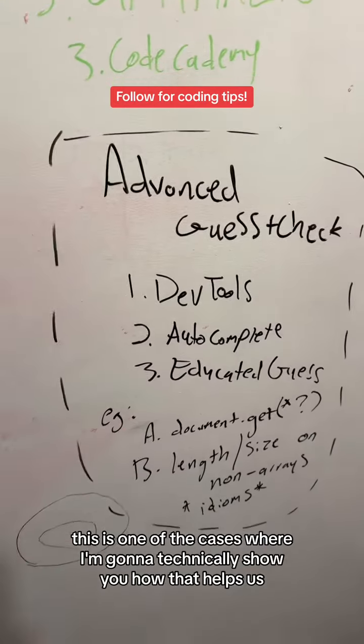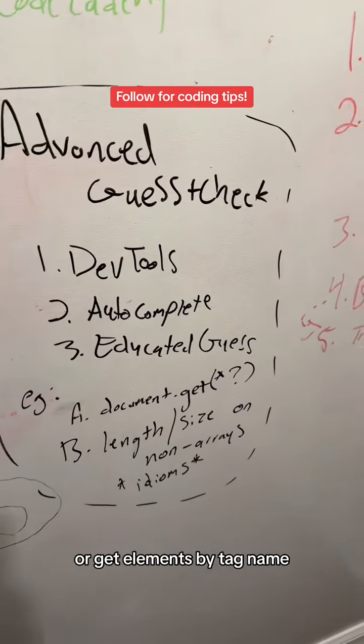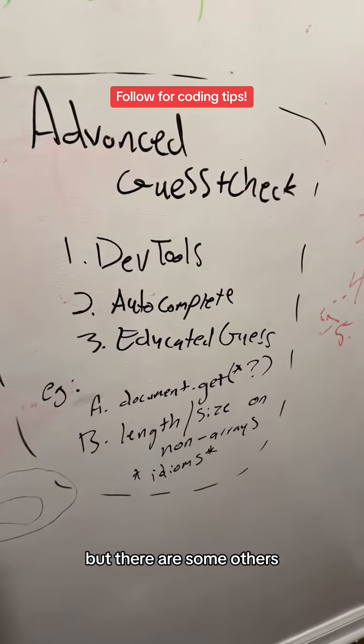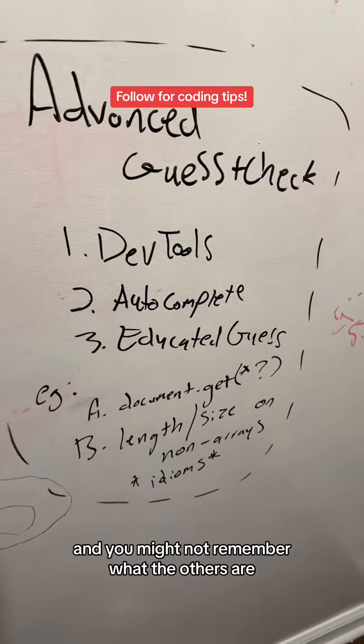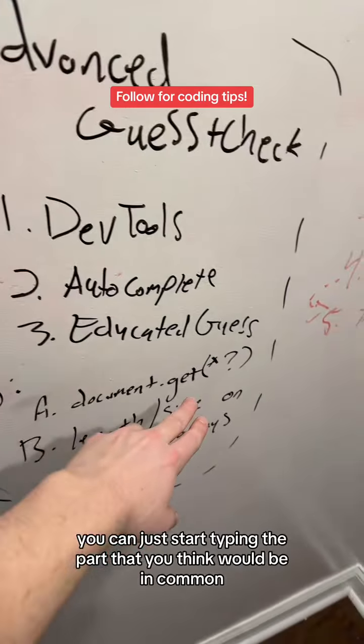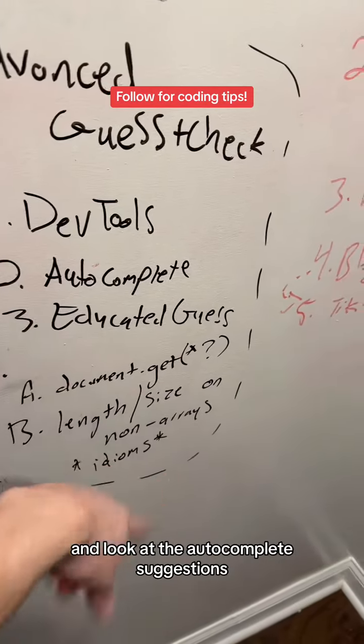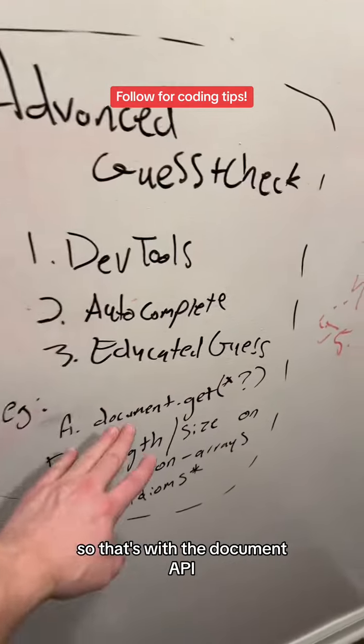name. So if you know a bit about the document API in JavaScript, we know that we can get element by ID or get elements by tag name. But there are some others and you might not remember what the others are. One option is you can go Google search or whatever. Another option is you can just start typing the part that you think would be in common and look at the autocomplete suggestions. So that's with the document API.